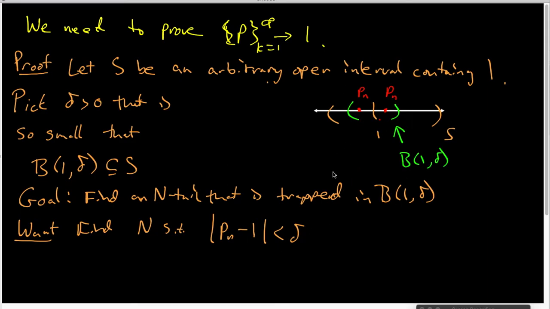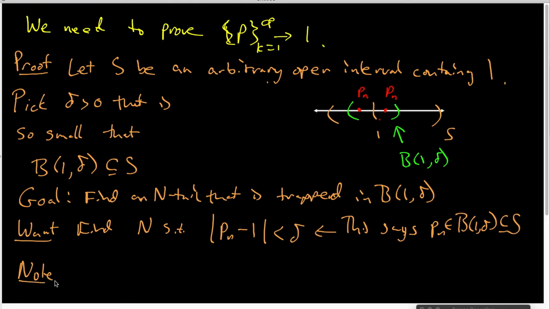Now, this is going to come back in just a minute, but it's important to understand that Pn is inside the delta ball if its distance between it and 1 is less than delta. This particular thing here is what tells me that Pn will be inside my delta ball, and my delta ball, of course, is a subset of the original open interval. Now, the only thing is I want to make the note that if Pn, well, actually, I want to say it this way.